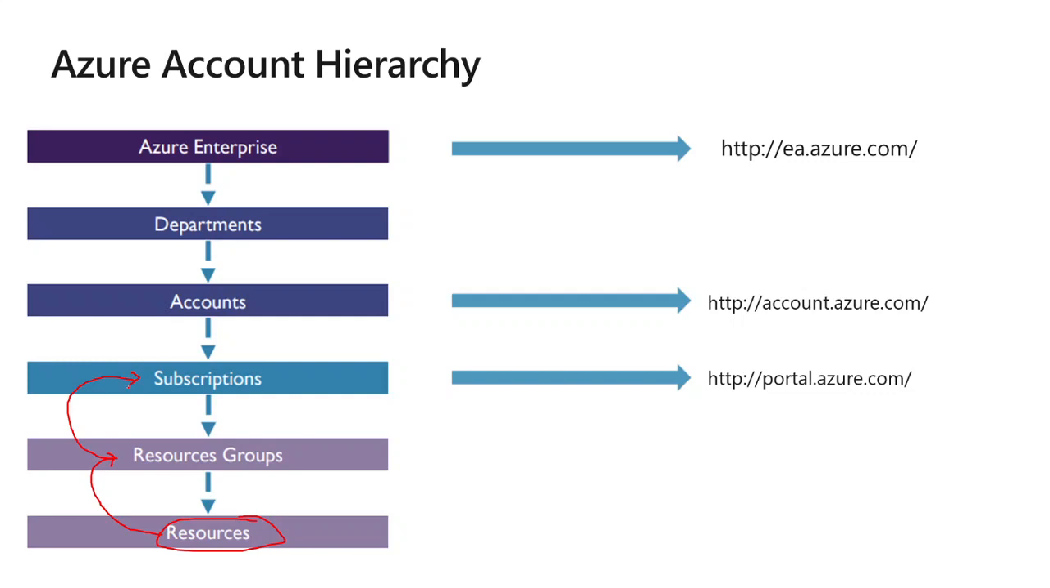In general, when you do practice, you have access till the subscription. If you're creating a new subscription for your practice, you will have access till the subscription because it's your individual identity. You are doing a practice, you do not belong to any company. So on your portal, portal.azure.com, you will have access till the subscription. But let's assume your organization has hundreds of subscriptions.